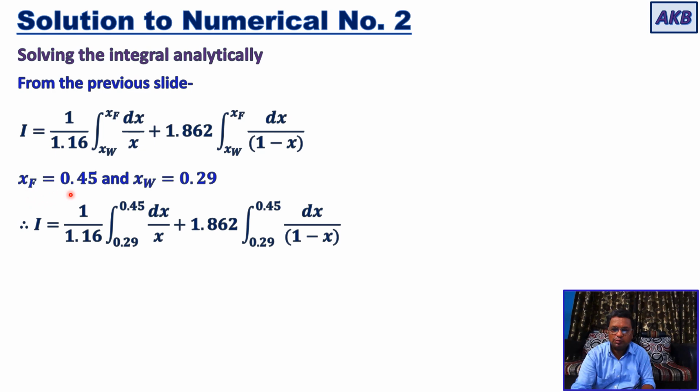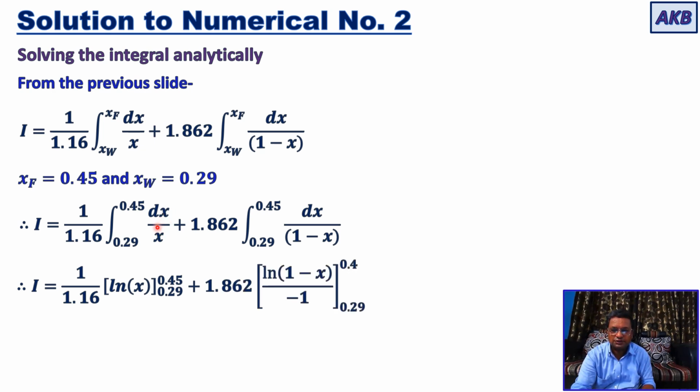As we know, xf is 0.45 and xw is 0.29. Now, integration of 1 upon x is ln of x. Therefore, you have I is equal to 1 upon 1.16 times ln of x, and the limits are from 0.29 to 0.45. Then integration of 1 upon 1 minus x will be ln of 1 minus x divided by the coefficient of x. In this case, the coefficient of x is minus 1. So it will be 1.862 times ln of 1 minus x divided by minus 1, and then the limits are from 0.29 to 0.45.